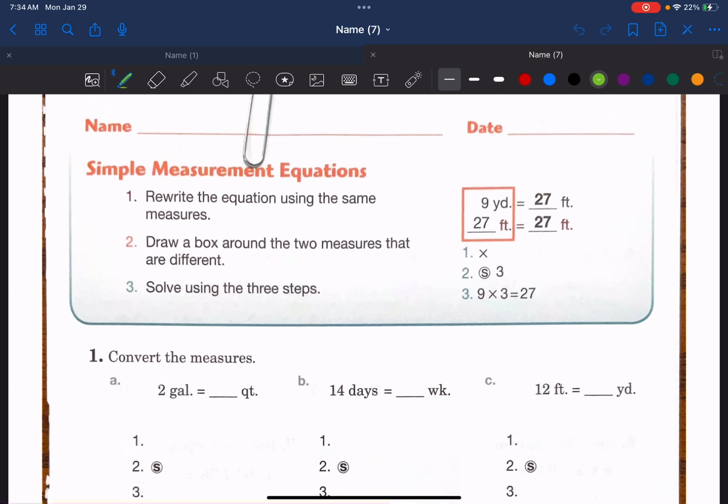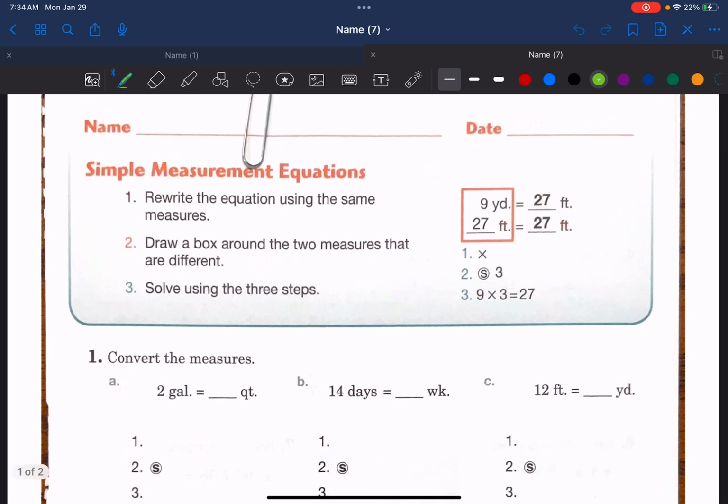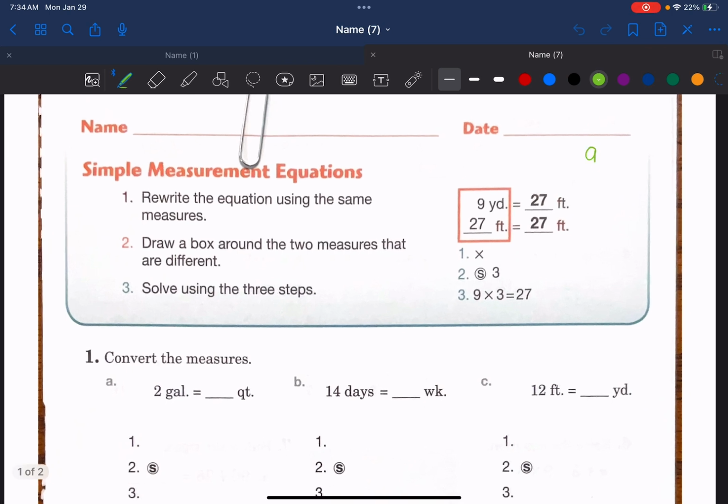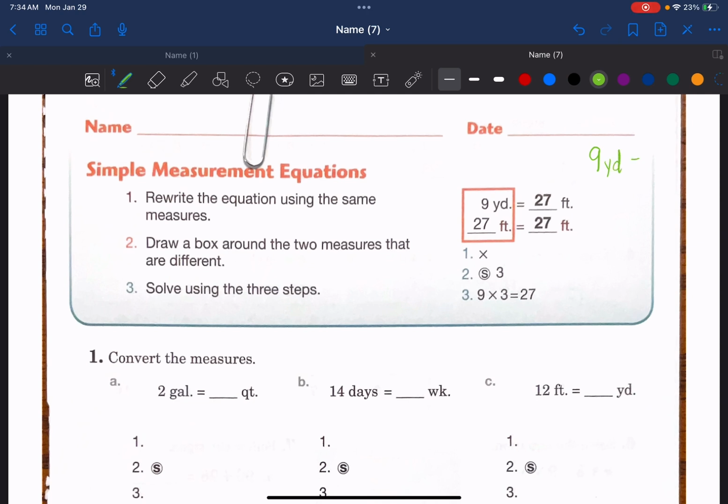What that means is I'm going to rewrite it like the example problem, but they already have it. I'm going to write it before they actually rewrote it. So when it says rewrite it, it says 9 yards equals blank feet. Now last week you figured out that we have to put them into 3 steps. Well, today you're going to learn that we're going to rewrite it matching measurement.